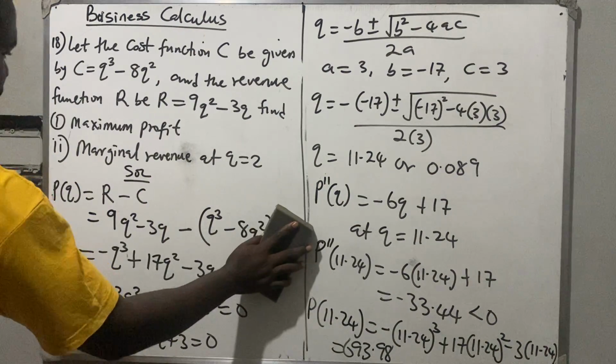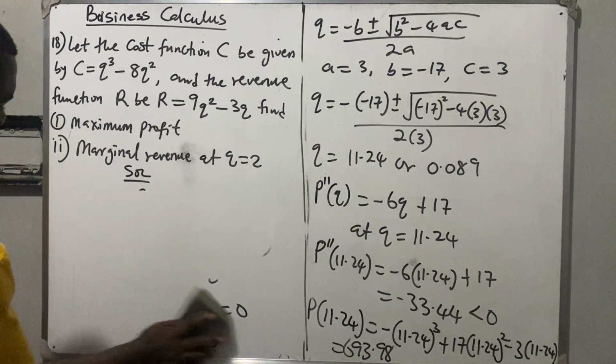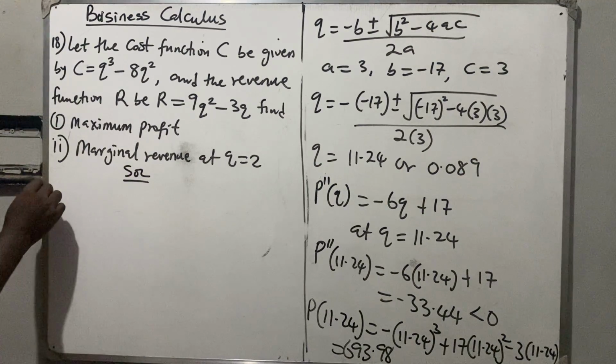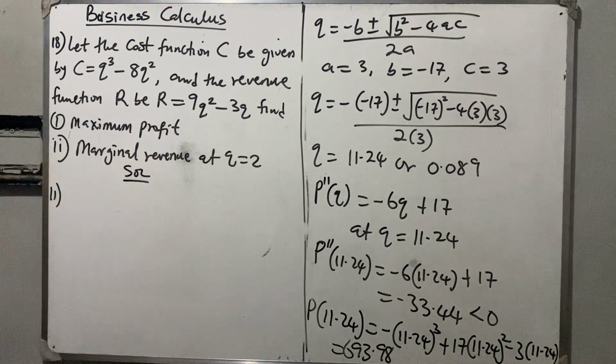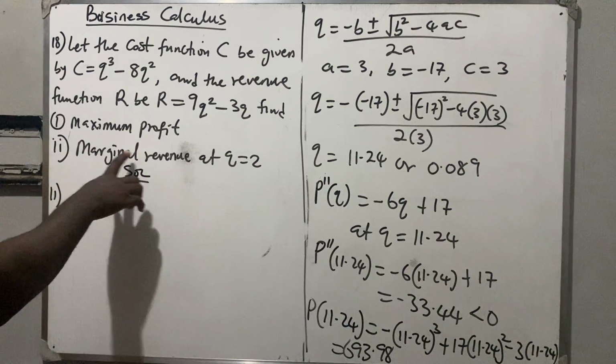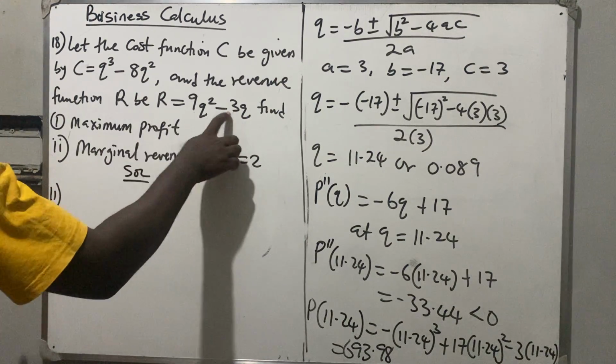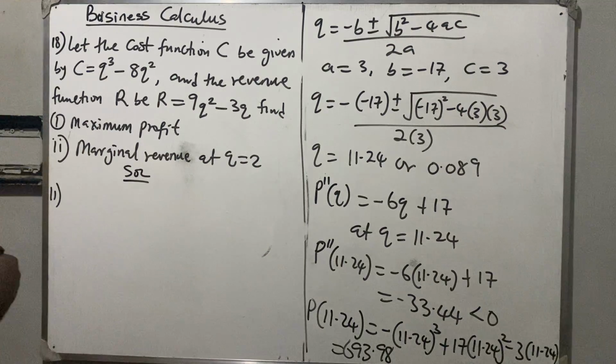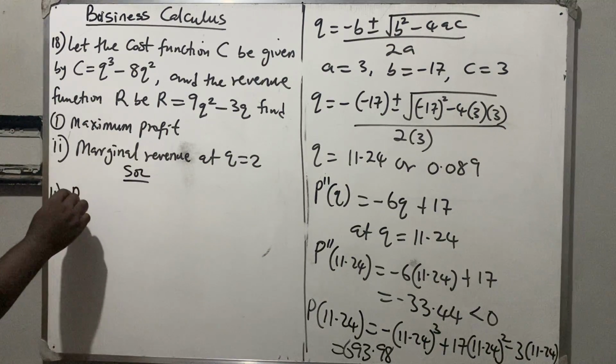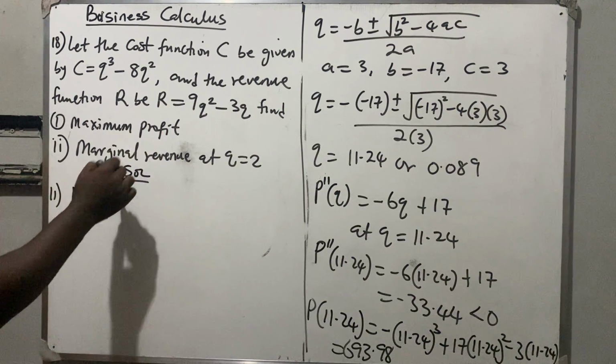So now let us do the next one. Question II said we should get the marginal revenue. Anytime you hear marginal, it means to differentiate. So marginal revenue means we should differentiate the revenue and then substitute our Q. So marginal revenue will give you R prime, which is equal to what?